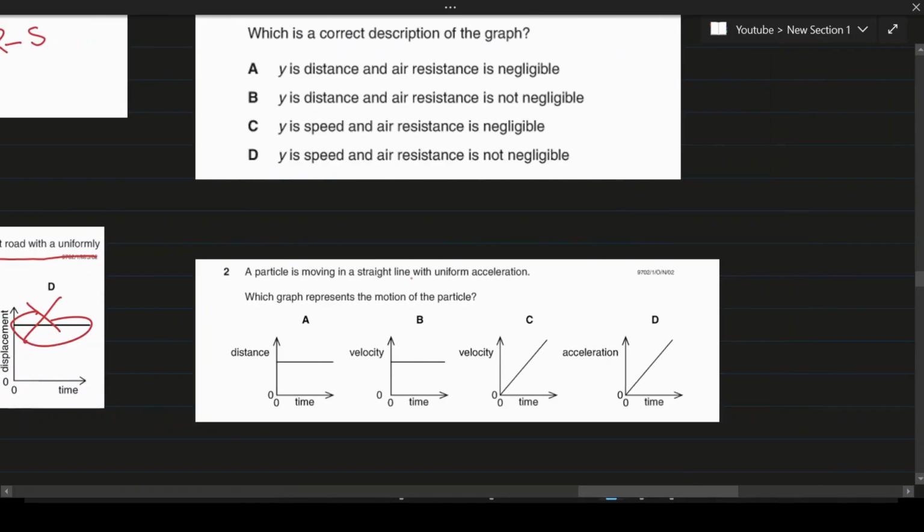Then, a particle is moving in a straight line with a uniform acceleration, that is, constant acceleration. Which graph represents the motion? This would not be correct, as it shows that the car is at rest, but the car is not at rest. Velocity is not constant, there is acceleration. In C or D, D would not be correct because the question says acceleration is constant, not increasing. So C would be the correct answer.